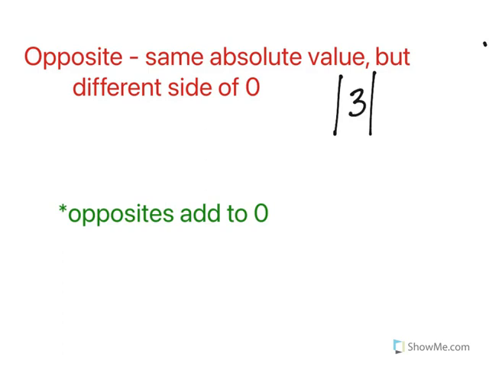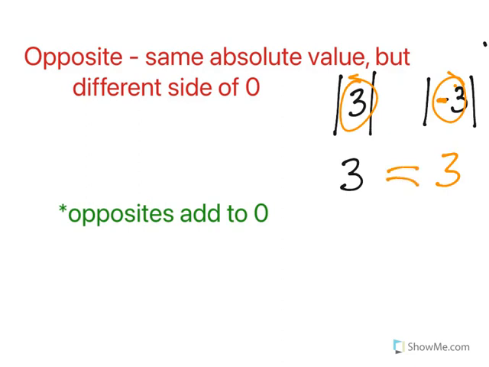So if I would say absolute value of 3, this is, if I took 3 steps from you, how many steps is that? That's 3. Well, what if I took 3 steps backwards? So it's a -3. Well, how many steps did I take? I still took 3 steps. So 3 and -3 are opposites because they have the same absolute value.